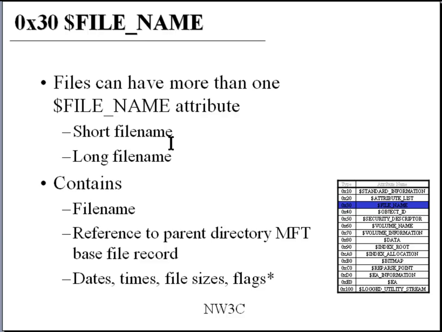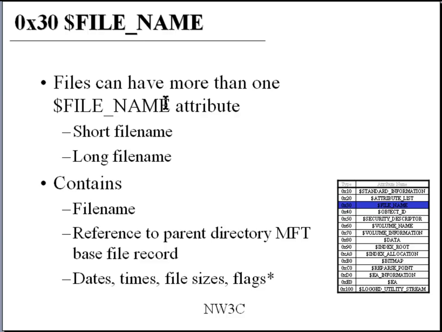And files can have more than one file name attribute. They can have a short file name, as we know, and of course they can also have a long file name. And so the file name attribute contains the file name, a reference to the parent directory, MFT base record, and then dates, times, file size, and flags, and so on. All this information will remain resident. That's a term that we will use quite frequently talking about NTFS, resident and non-resident.